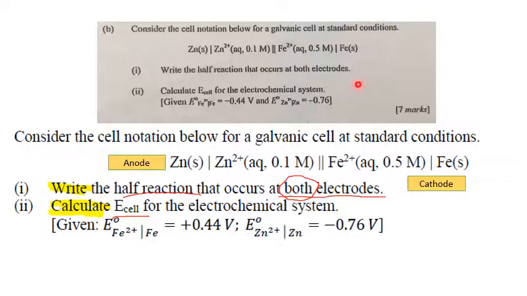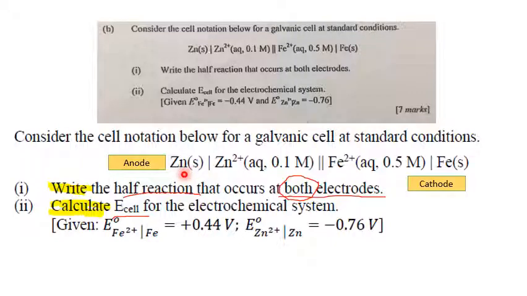Okay, this is the original question. Let's analyze the question. Consider the cell notation below for a galvanic cell at standard condition. What is meant by standard condition? It means 1 atm, 25 degrees Celsius. Okay, so this is the cell notation. You have to be very clear.